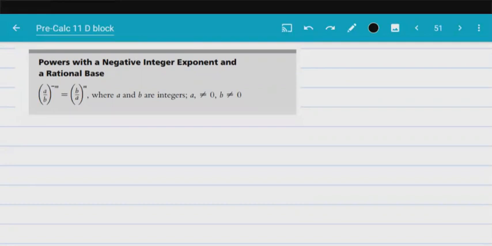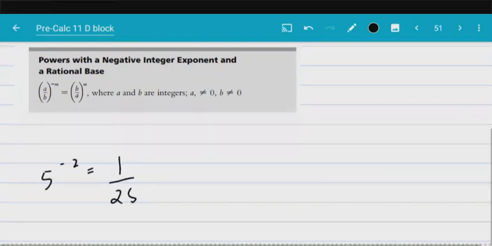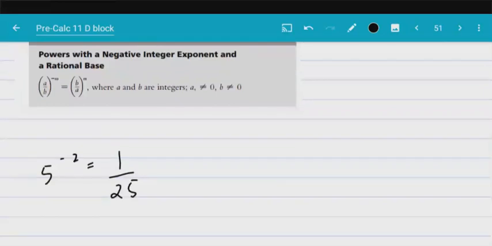In the previous screen, if you want, you can actually rewind. I came up with something like this: 5 to the negative 2 equals 1 over 25, right? Like this. So really, if you're thinking, where did that come from again? Well, it's 1 over 5 squared. That's where it came from, right?